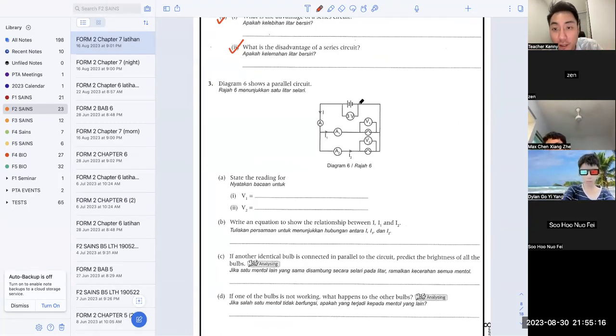Look for this. What can you tell from here? This is the master V3 from the battery. Right? Then how much is the voltage that runs on this light bulb? How much is the voltage? That's V1 and this is V2, correct? A is what? Current, correct? This is the master current because it comes out from the battery. This is current 1. This is current number 2. Agree? So first and foremost, state the reading for V1 and V2.